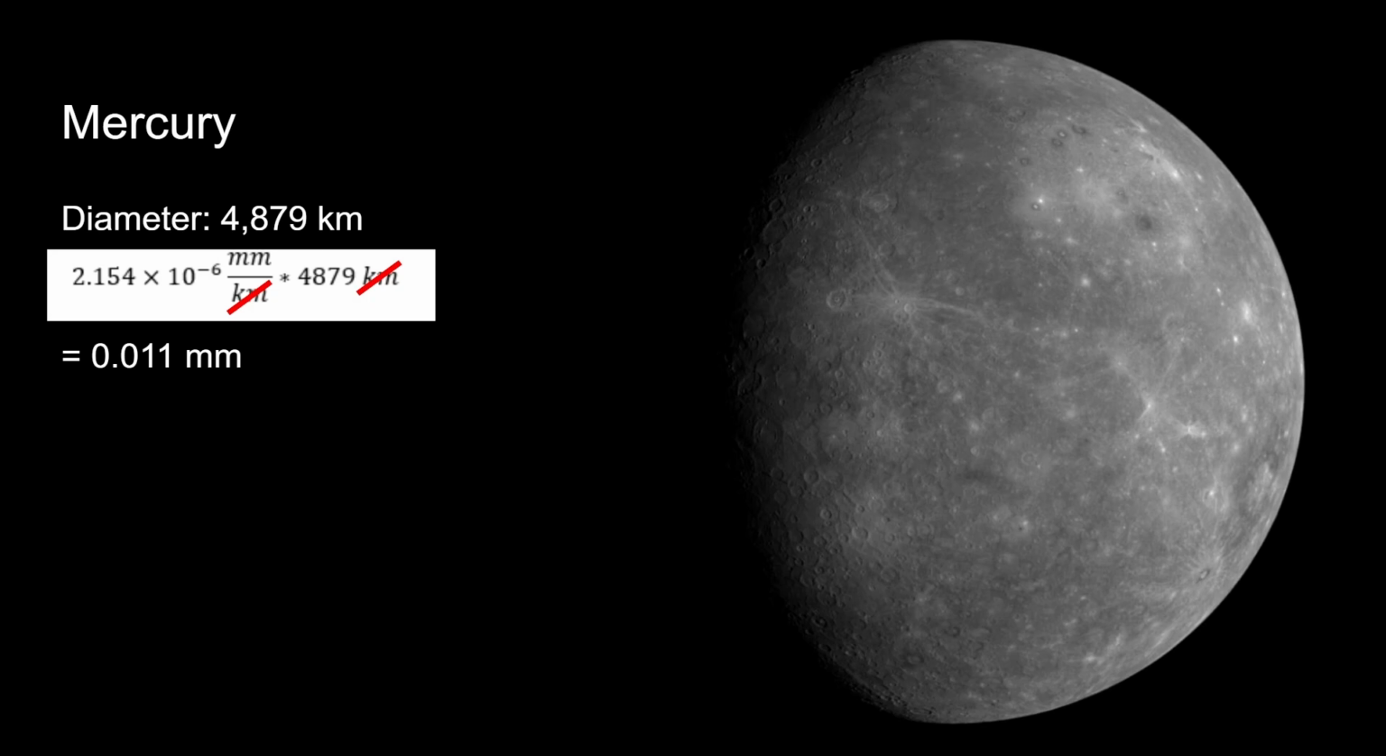So you're left with millimeters in the end. So Mercury, when it is scaled down, when we have the scale factor of 2.154 times 10 to the negative 6, it makes it all the way down to 0.011 millimeters, which is absolutely tiny.